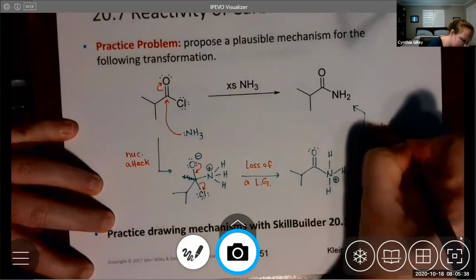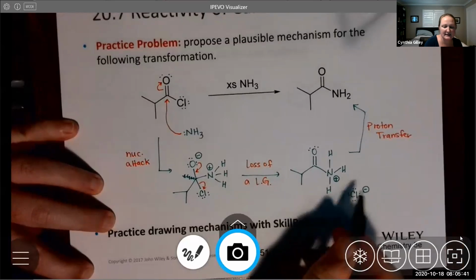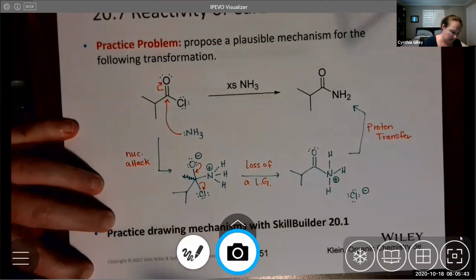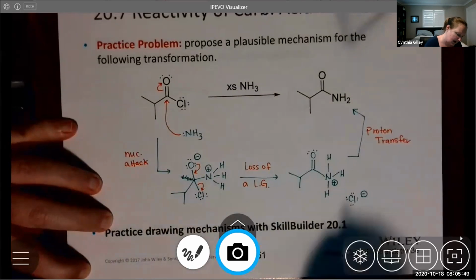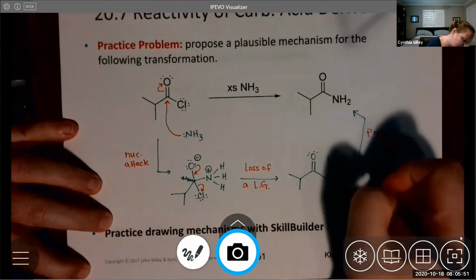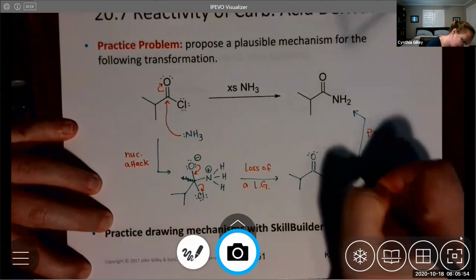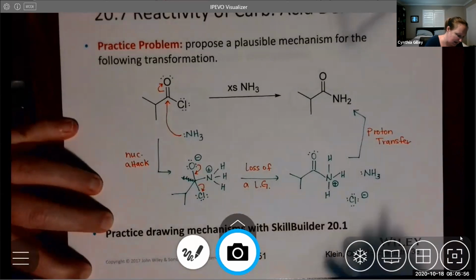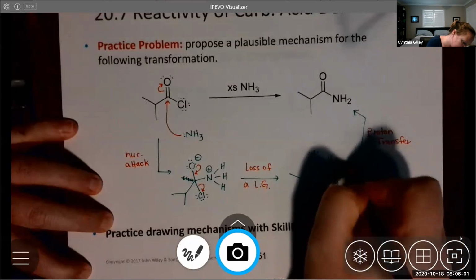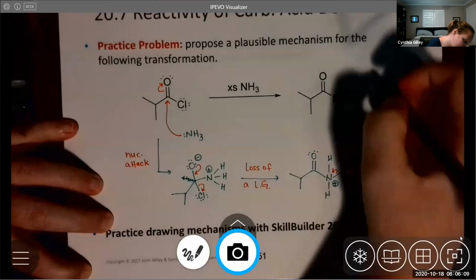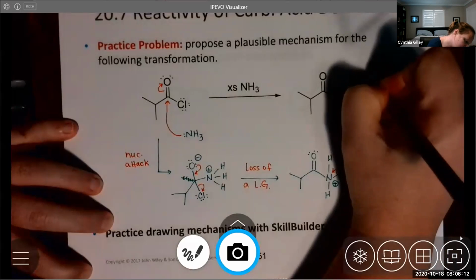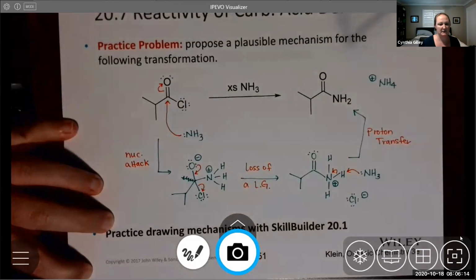You might be tempted to use chloride as your base to do your proton transfer, but recall that we have excess amine and that the nitrogen in ammonia is much more nucleophilic and basic than chloride. So it's much more likely that the ammonia will deprotonate, and we'll end up with the amide product and also a byproduct of an ammonium ion.